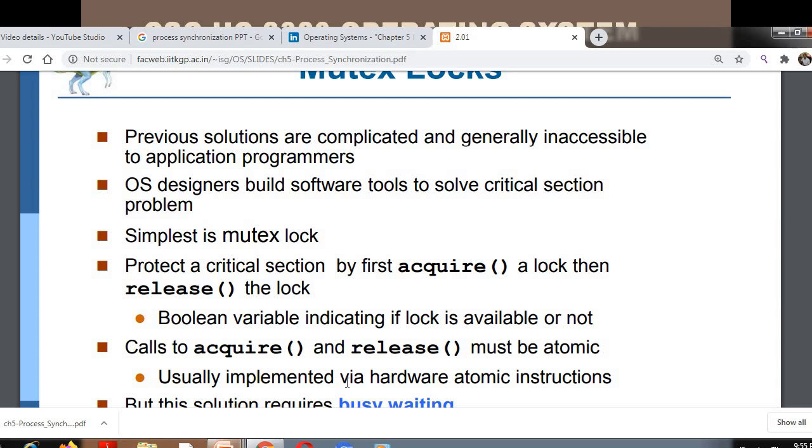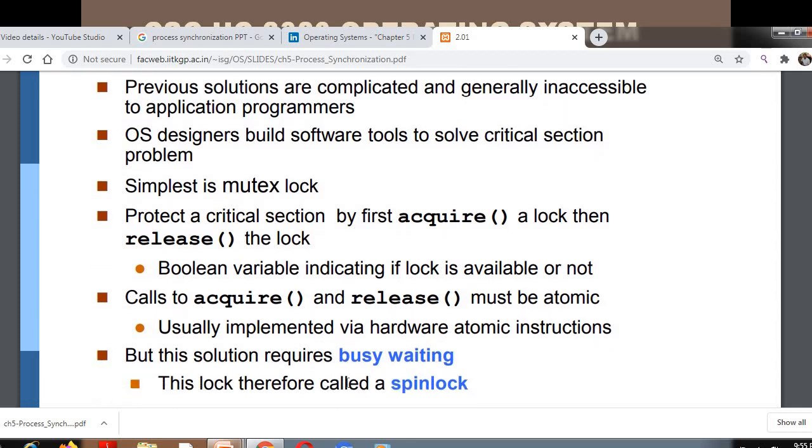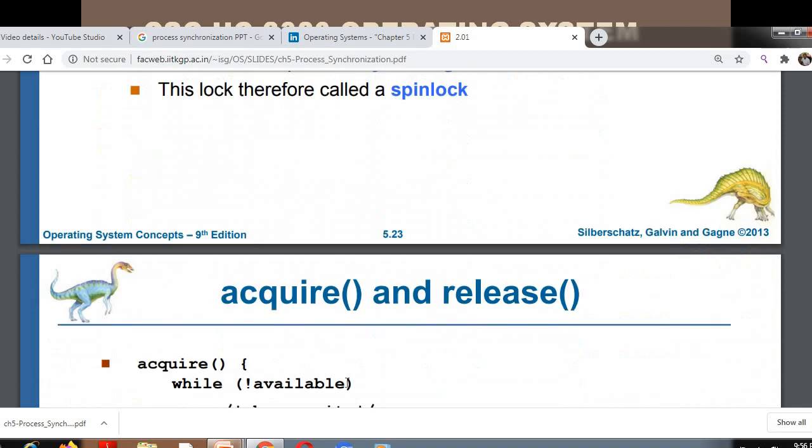A boolean variable indicates if the lock is available or not. Calls to acquire and release must be atomic. This is usually implemented via hardware atomic instructions. But this solution requires busy waiting, so this lock is therefore called a spin lock.